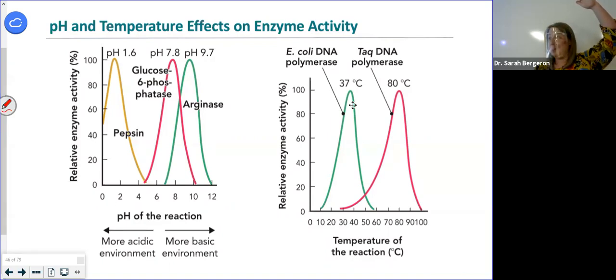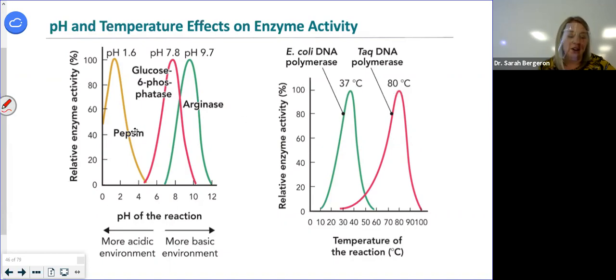Are our polymerases going to work? No, absolutely not. Ours are much more similar to E. coli; they work optimally at 37, whereas Taq polymerase works optimally at 80 degrees. Isn't that amazing? That's really cool. Most of the time, by the time you get to 80 degrees, most of your stuff's getting denatured. So it's really amazing.